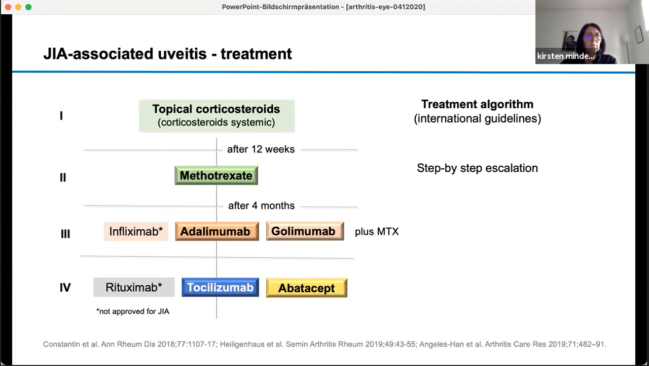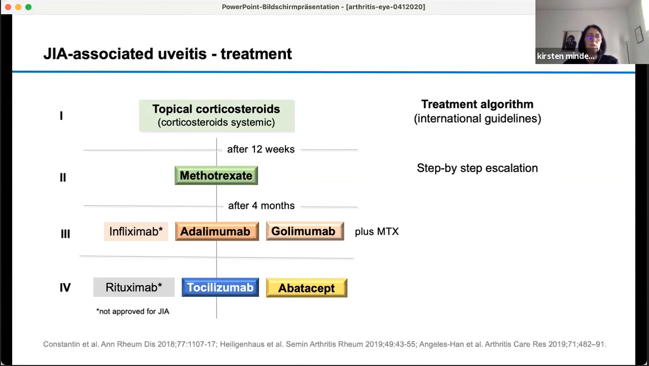Methotrexate is not only effective in treating uveitis, it can also protect against uveitis, because it could be repeatedly shown that children treated with methotrexate develop uveitis less often than children with JRA not treated with methotrexate. And if methotrexate doesn't control the uveitis sufficiently or isn't tolerated in the long term, biologic DMARDs are recommended. The only approved drug for uveitis, at least at the moment, is the monoclonal TNF antibody adalimumab, which could be shown to be effective and safe.